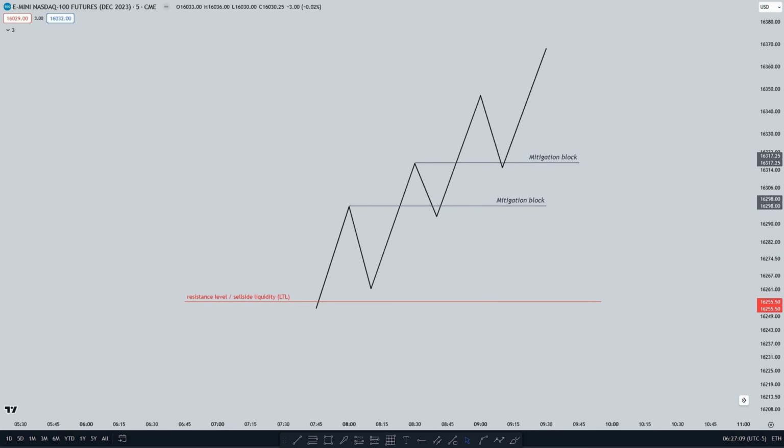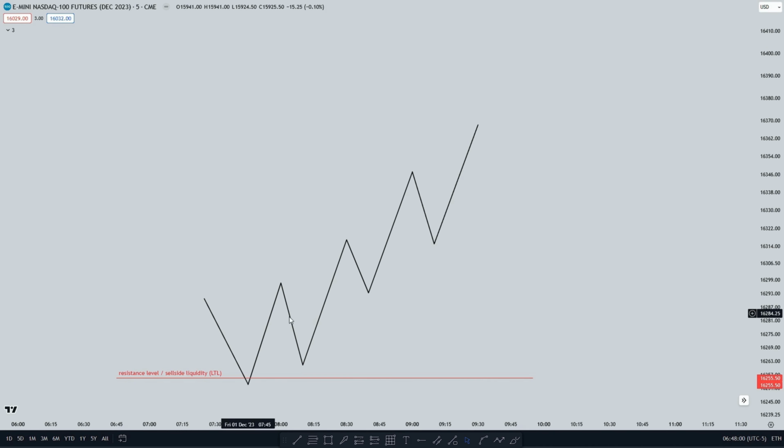In this video, I'm going to go over what a mitigation block is and what a favela gap is and how you can combine those two PD arrays. So the first thing I'm going to go over is what a mitigation block is.